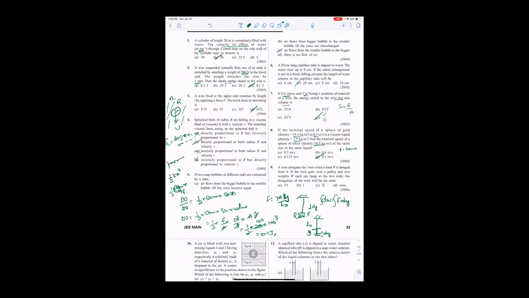Ninth question. There is a wire. It elongates by L mm when a load weight is hanged from it. So you tie it to the ceiling. Suppose there is one friend of ours who is 50 kg hanging. The elongation is L mm. Now what we are doing? We are taking the same rope, keeping it on a pulley, and 2 friends weighing the same 50 kg are hanging on it. Right? Now, what is the elongation? Is it going to be still L, or decrease L by 2, or 2L, or no elongation?